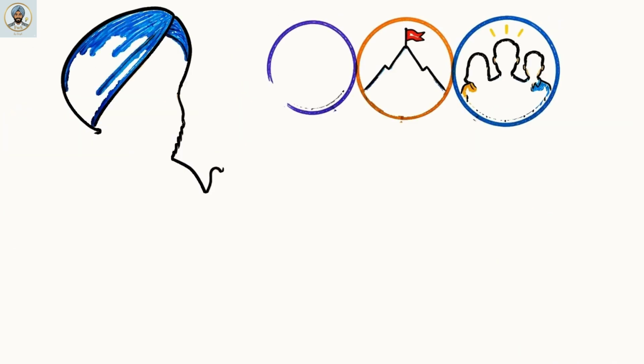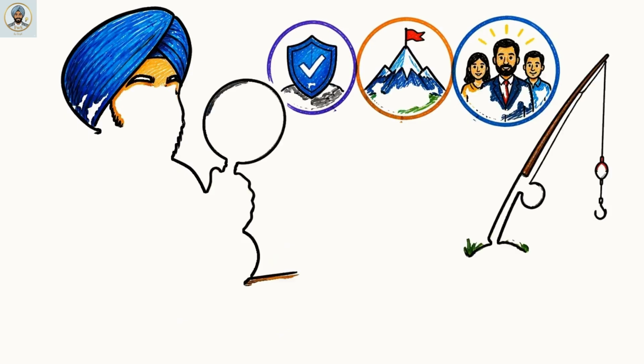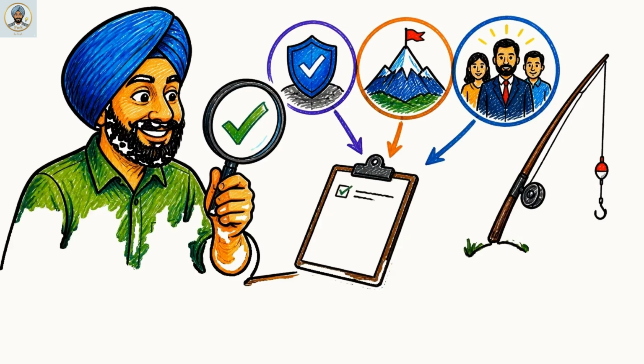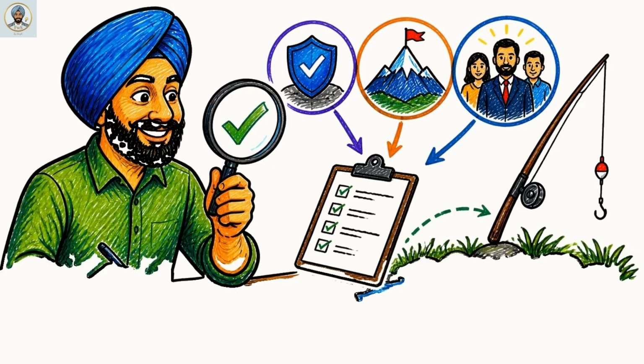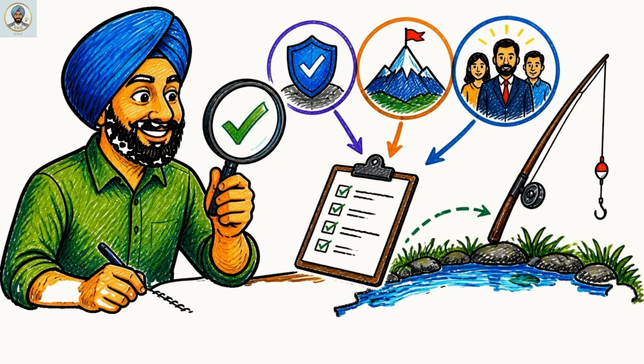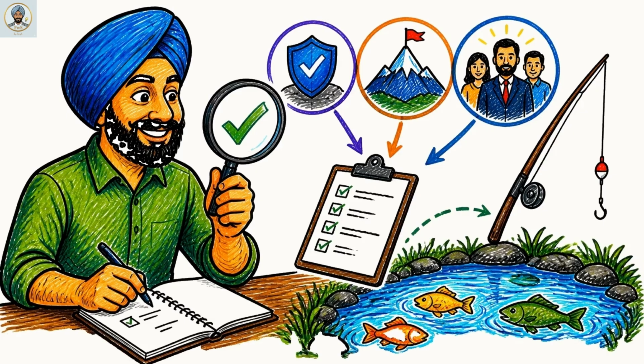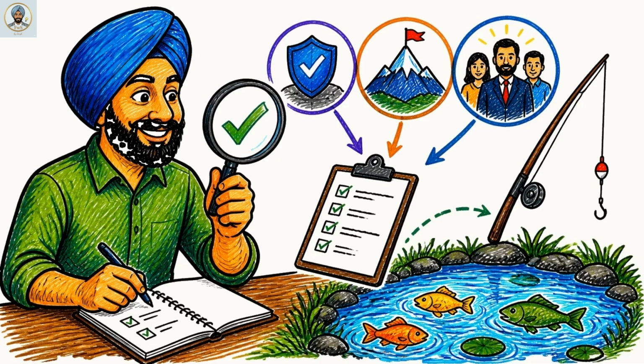A PEG under 1 is a fantastic starting point for your research, not the end of it. Always follow up by looking at the company's health, its debt, its competitive edge, and the quality of its leadership. The PEG ratio doesn't give you all the answers, but it sure helps you find the right ponds to fish in.